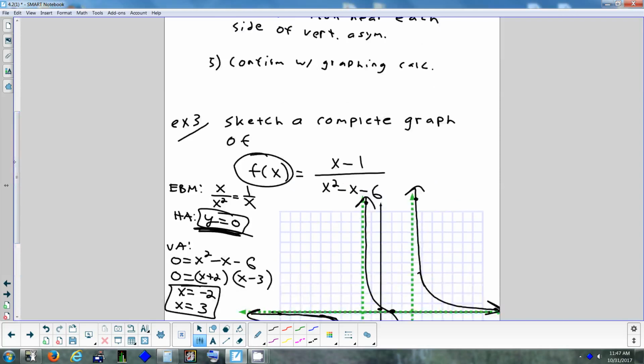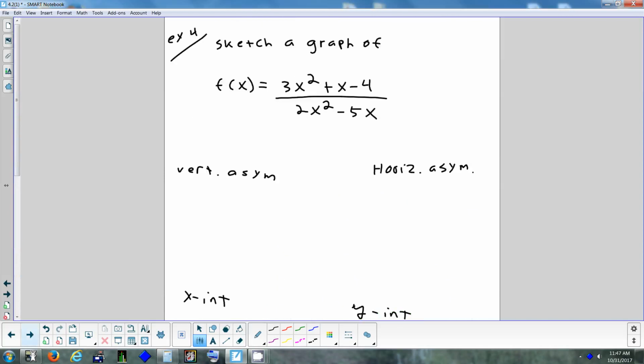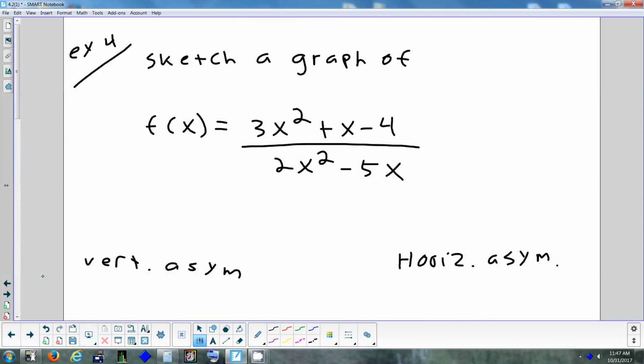So this one, the degree in the top was a 1, degree in the bottom was a 2. Degree in the top was smaller. Let's try this one. What's the degree in the top of this one? 3x squared. And the degree would be? 2. Degree in the bottom? 2. This is a case where they're equal.